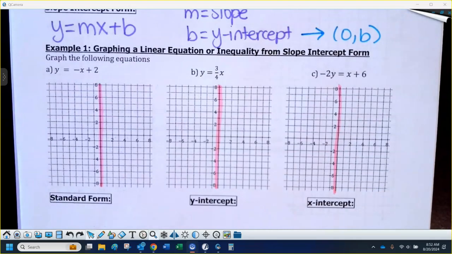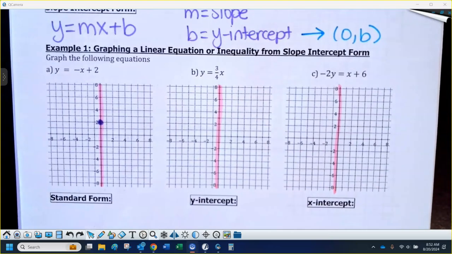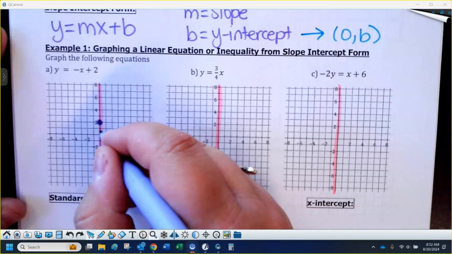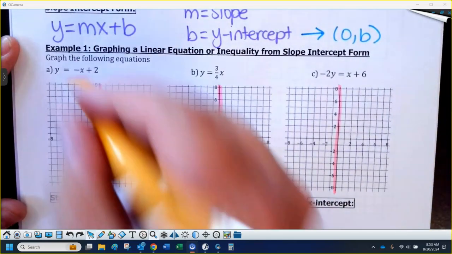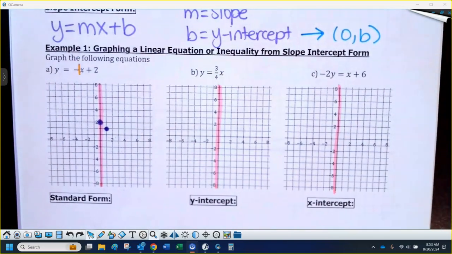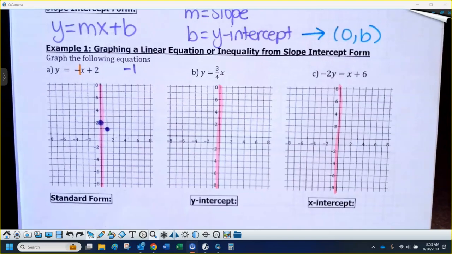Where would you put your first point? Where would you put your next point? How would you figure it out? Go ahead. Start at (0, 2). Okay, there's your y-intercept. Then what would you do? Then you go down 1 and then over to the right 1. Perfect. That's always tricky for people. There's a negative symbol, so -1. I usually just attach the negative to the top of the fraction. That'll tell me to go up or down.